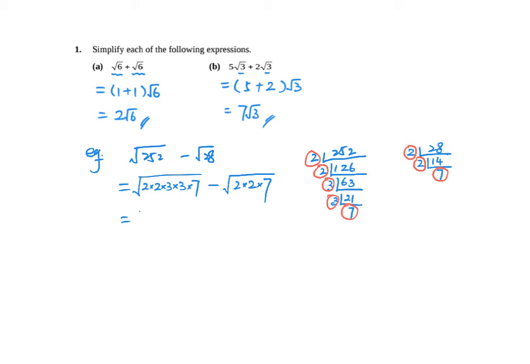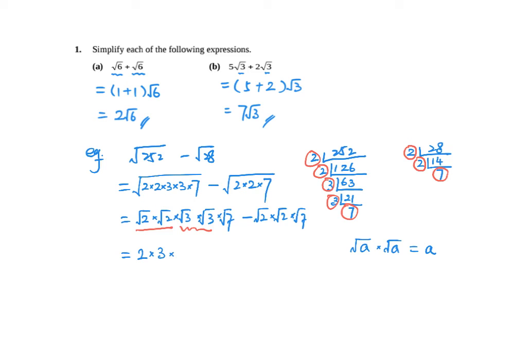The first square root can be separated as square root 2 times square root 2 times square root 3 times square root 3 times square root 7. And the second square root can be separated as square root 2 times square root 2 times square root 7. So we have this property: square root of a times square root of a gives you a. So we see that square root of 2 times square root of 2 gives you 2. Square root of 3 times square root of 3 gives you 3.